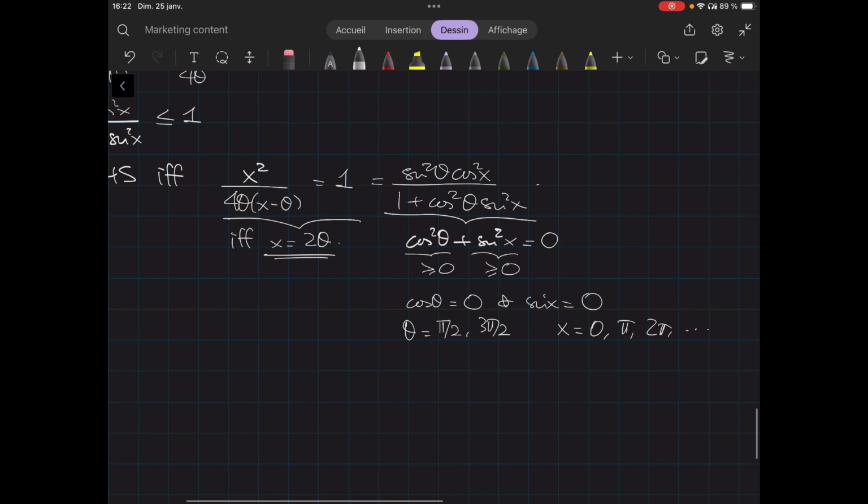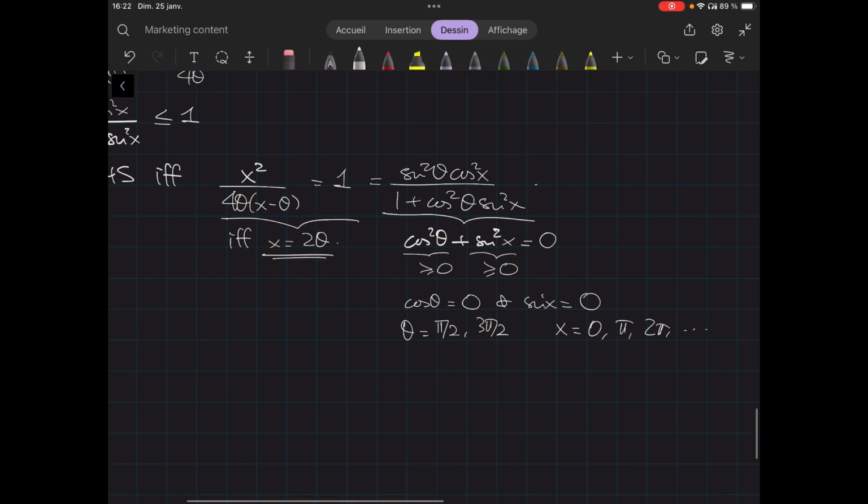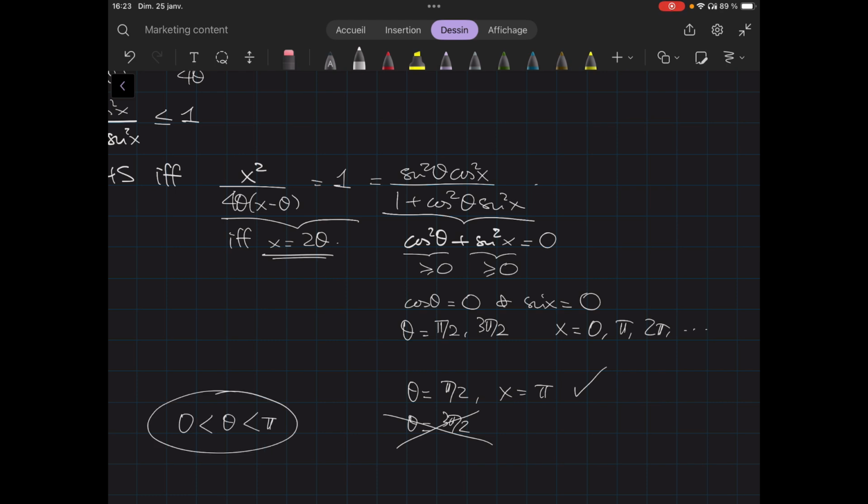Furthermore, x is equal to 2 theta. So if theta is pi by 2, x is equal to pi. We can accept that. If theta is 3 pi by 2, it already exceeds the range of theta between 0 and pi that we're given in the question. Therefore, the only solution to this equation is this. When theta is pi by 2, x is equal to pi, and there are no other solutions to the equation.